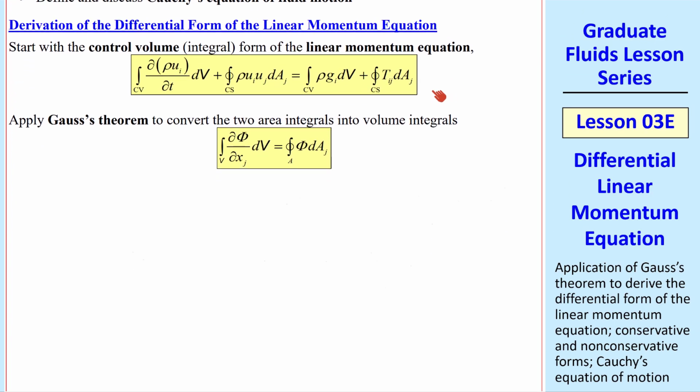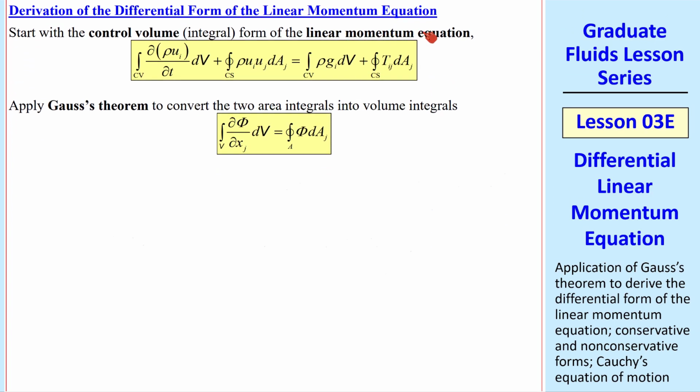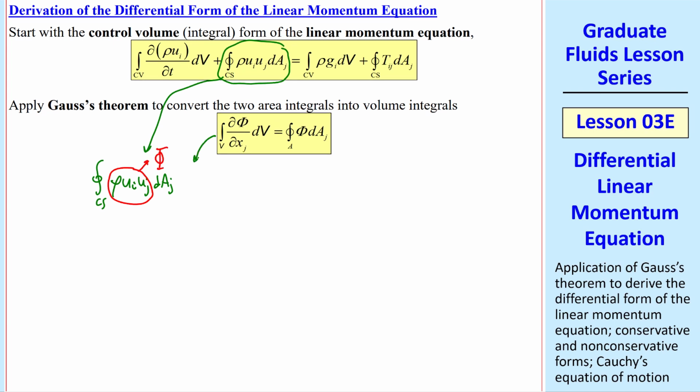Let's start with the control volume form of the linear momentum equation that we derived in the previous lesson. There are two volume integrals and two surface integrals, but we'll use Gauss's theorem to convert these two surface integrals into volume integrals. This is Gauss's theorem for a general property phi. Consider this integral first. We'll choose this grouping as our capital phi, and Gauss's law tells us that this integral is equal to the control volume integral of del xj of phi dV.